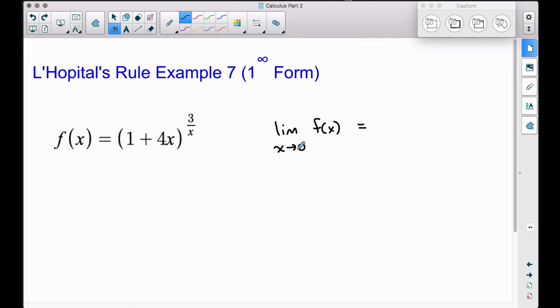Well, let's see what we get. If we plug 0 into this right here, 1 plus 4 times 0, well, 4 times 0 is 0. 1 plus 0 is 1. And now let's look at the power. If we let x get real close to 0, that exponent is 3 over a really small number. By small, I mean it is close to 0. What do I mean by that?